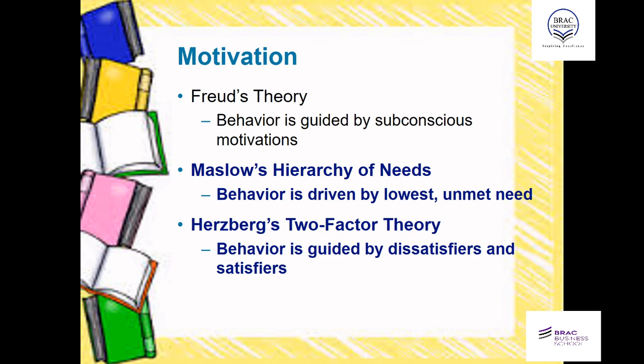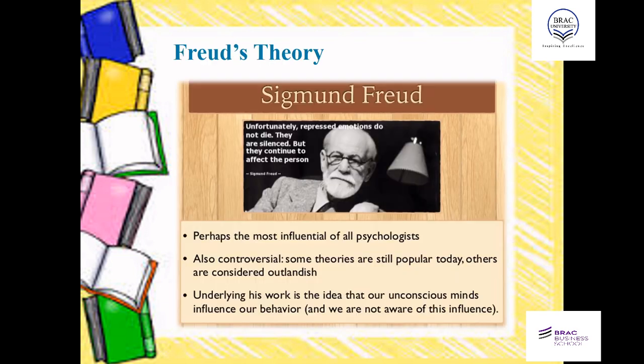Whereas Herzberg's two-factor theory stated that behavior is guided by dissatisfiers and satisfiers. So there are some factors that are going to make us satisfied, and there are some factors which are going to make us dissatisfied. So marketers need to point out which factors are considered satisfiers and which factors are considered dissatisfiers. And based on that, they have to come up with the marketing plan. So let's move on with some examples and details.